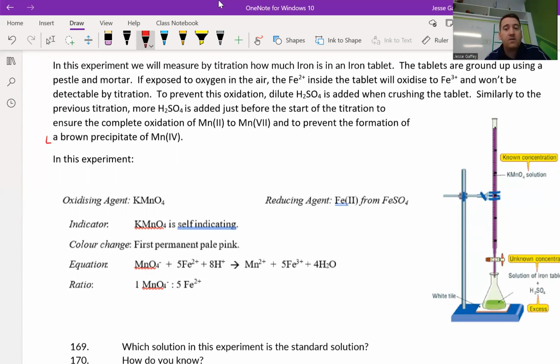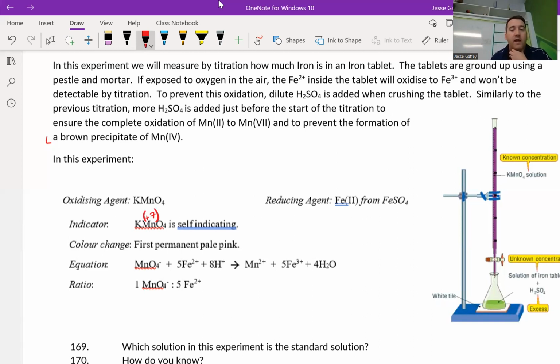KMnO4 is self-indicating. So as the KMnO4 drops into the iron solution, it will decolorize to manganese plus 2. So in the potassium permanganate up here, the purple color is manganese plus 7. And when it hits the iron, while there's still some iron in the flask, they react and manganese gets reduced to manganese plus 2, which means that it turns colorless, because manganese plus 2 is colorless. So this continues until there's no iron left in the conical flask, and then the manganese can't be reduced anymore, so it stays purple, and when it hits the flask, it turns the whole solution to pink.